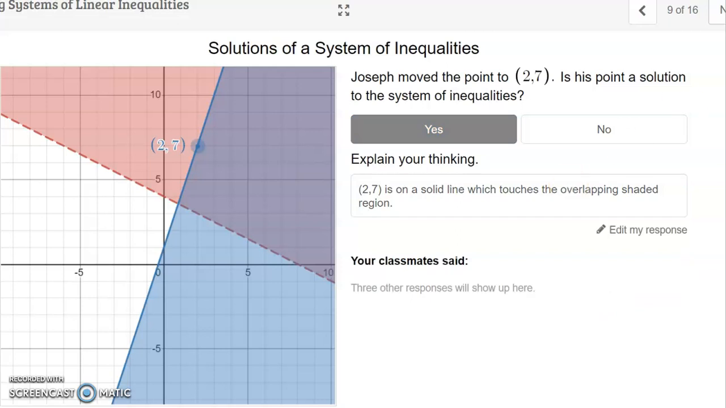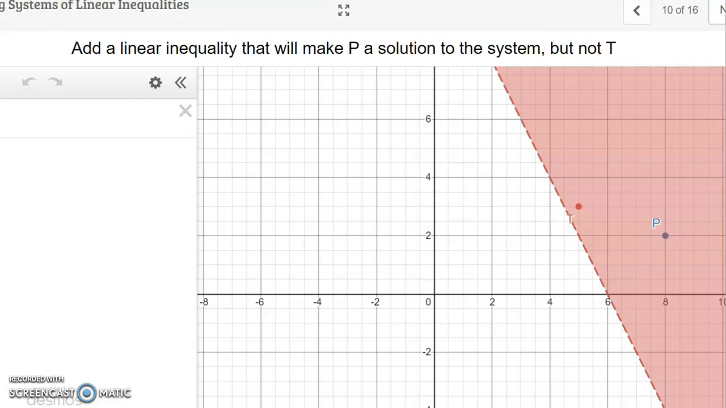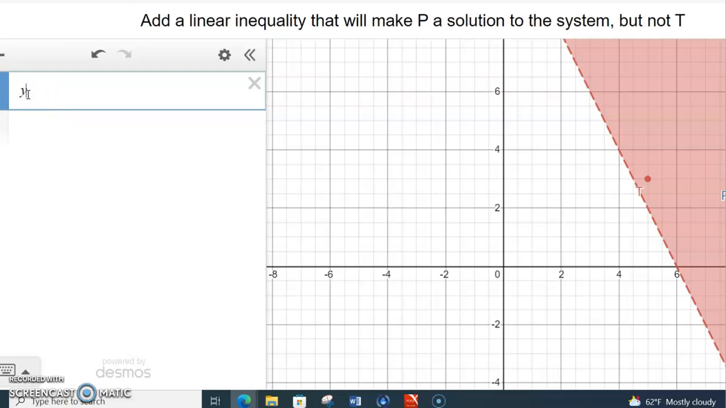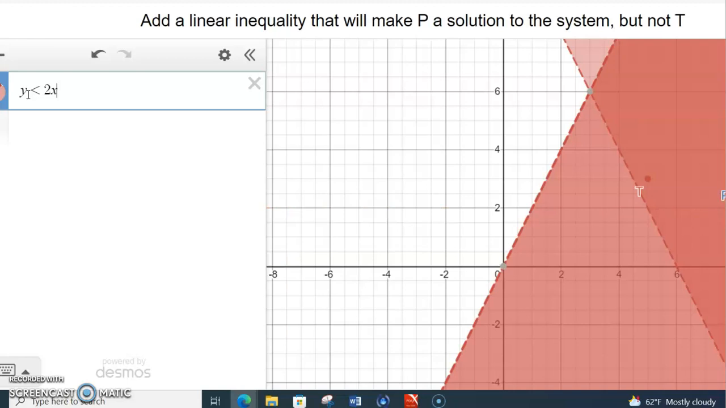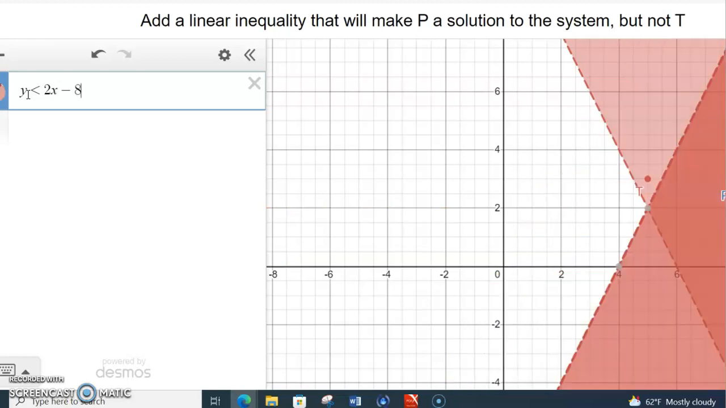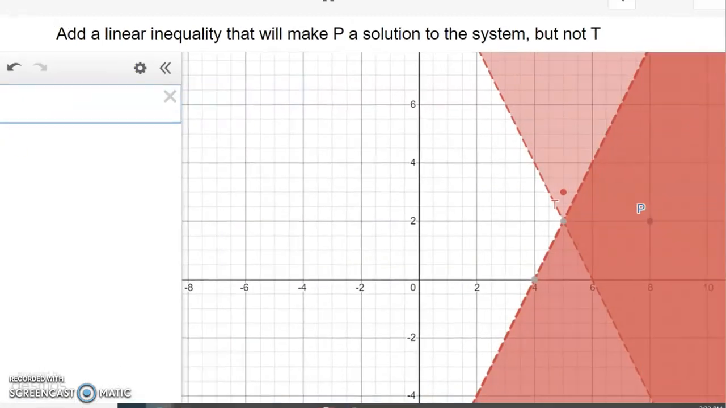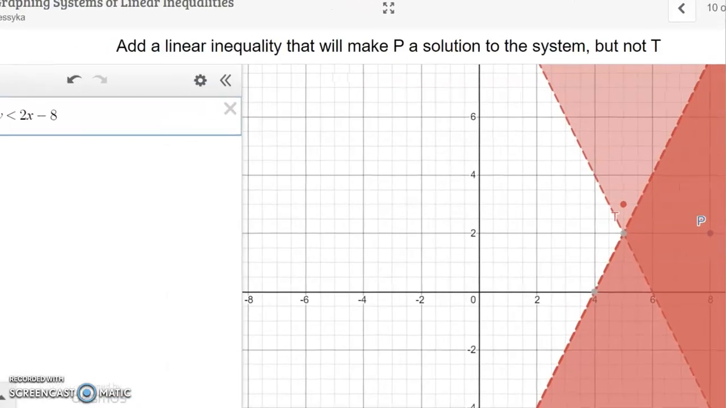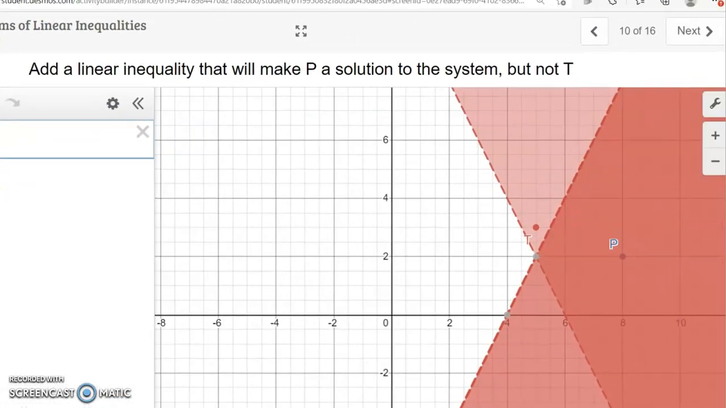All right, let's go to slide 10. Add a linear inequality that will make P a solution to the system, but not T. So let's go ahead and try a solution. Let's say y is less than 2x minus 8. If I do that, then T will not be a solution, but P will be. Feel free to come up with your own inequalities here or try mine.